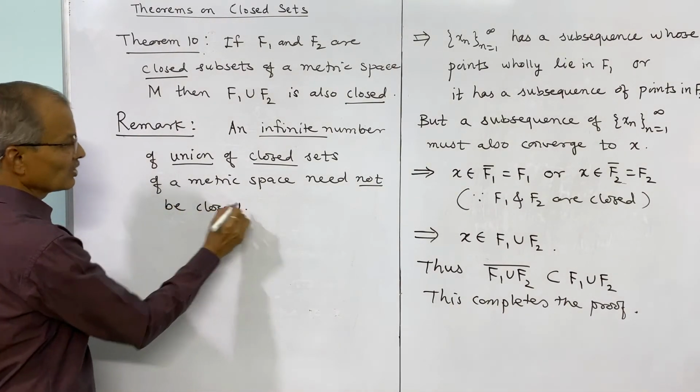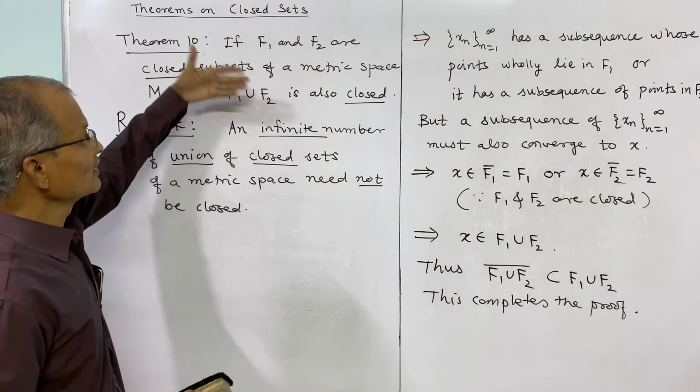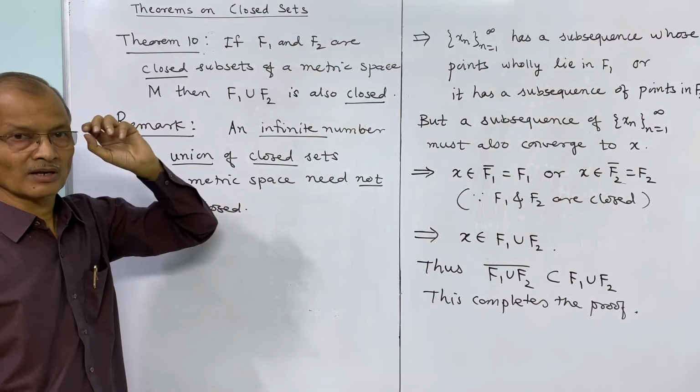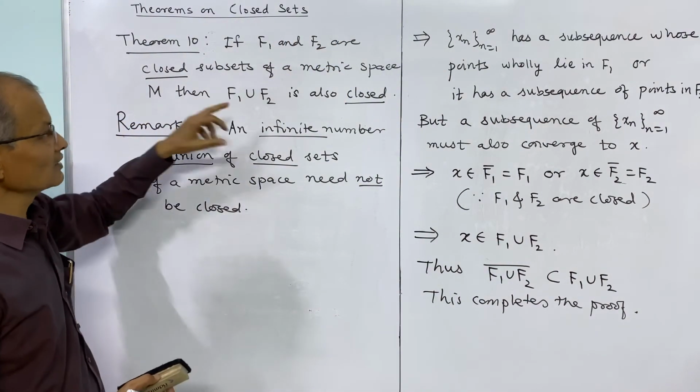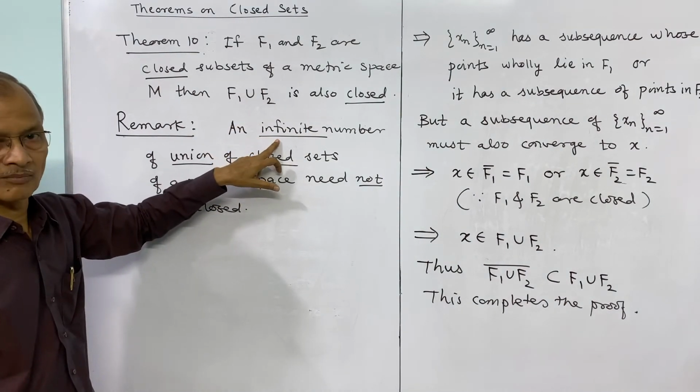This happens for only finite. That means if n sets are there, a finite number, 3 may be there. If F1, F2, this can be extended to n, a finite number, then their union is also closed. But this is not true for an infinite number of unions.